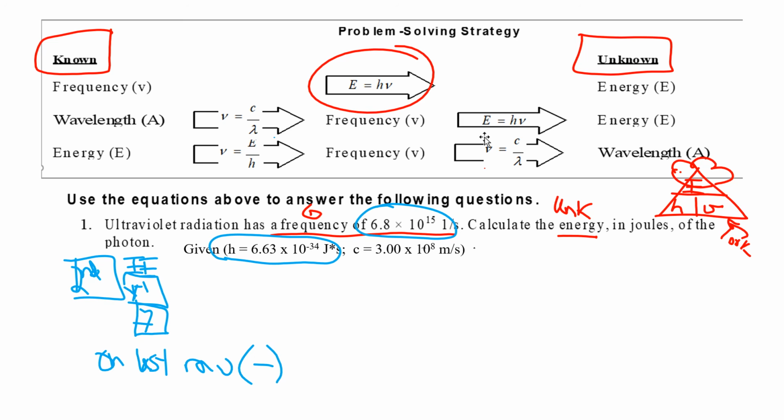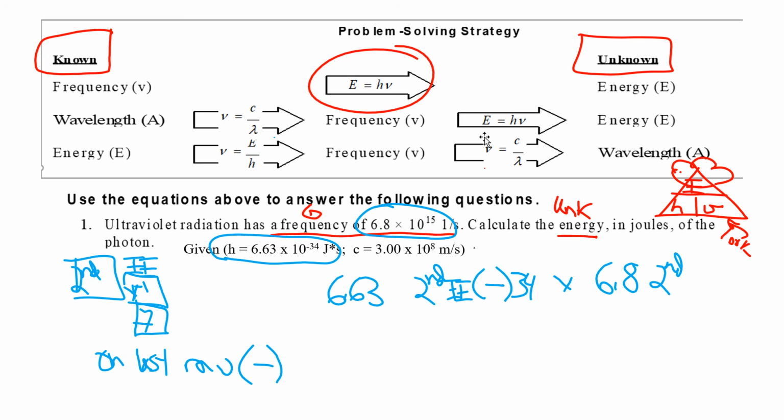So I'm going to first type in Planck's constant, 6.63, on my calculator. Then I'm going to find the second EE button and type in, find the negative sign down at the very bottom, and 34. We're going to hit the multiplication key and then do the same with the next number, 6.8. Hit second EE again and put in that exponent, which is 15. And then hit enter.